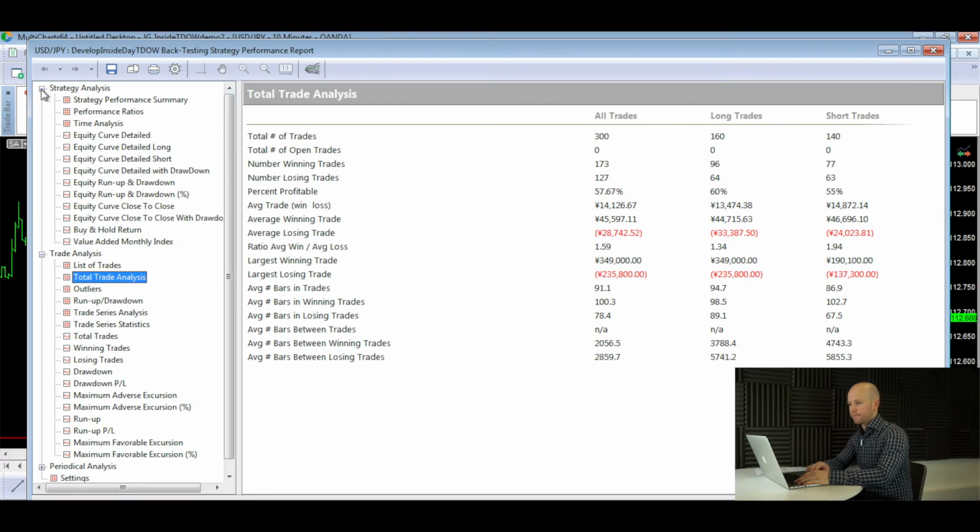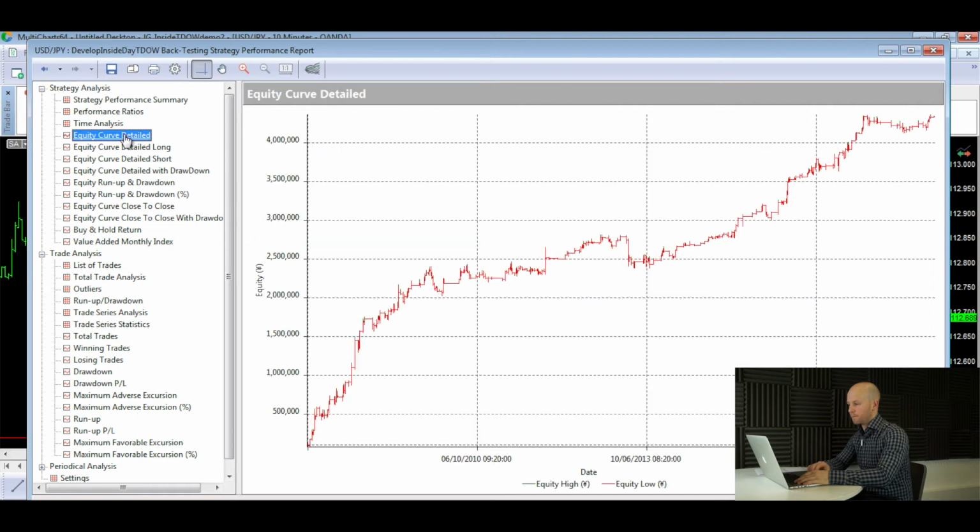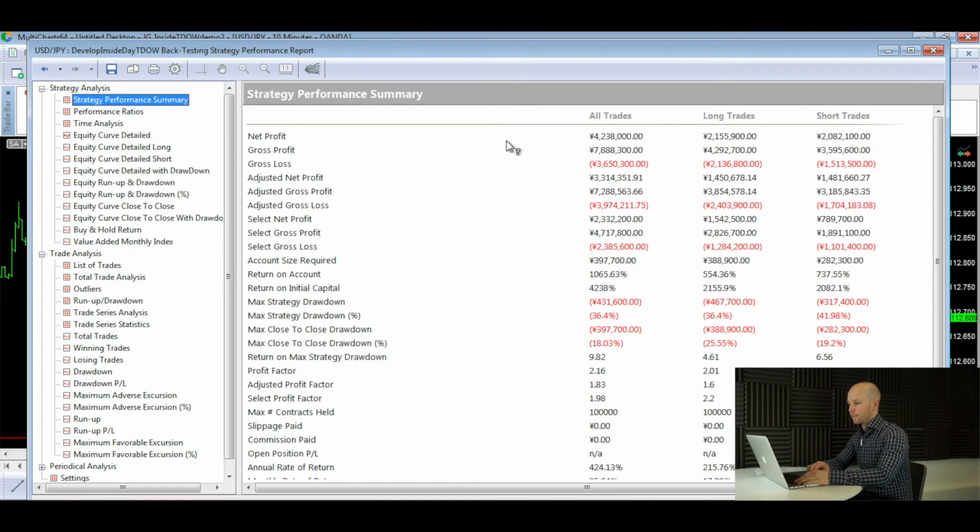Let's have a look at the equity curve. And it's still a reasonable equity curve, so that's okay. Net profit, now we've got 4.2 million. That's jumped up from 3.6 to 4.2, and yet we're taking far fewer trades, so that's good too, because the quality of the trade has increased that much.